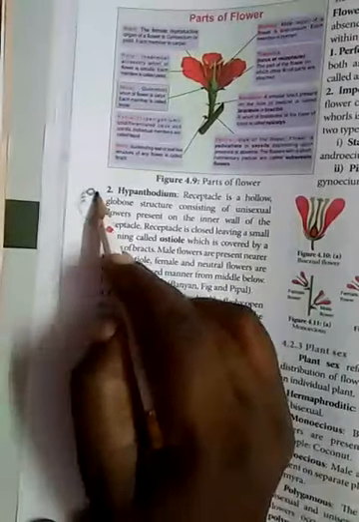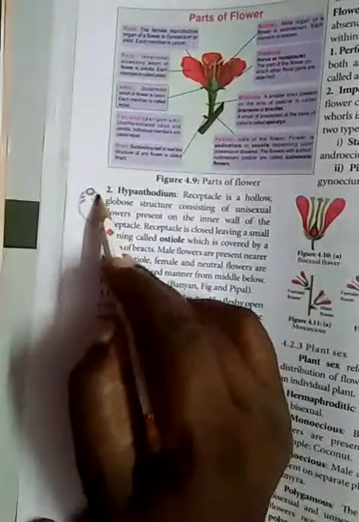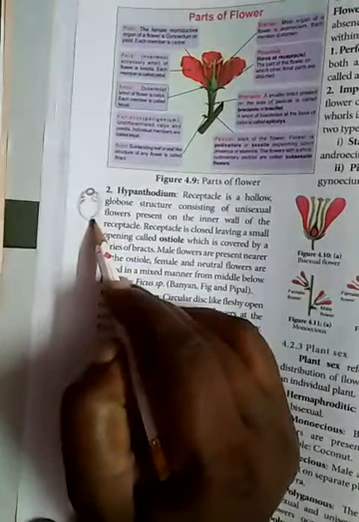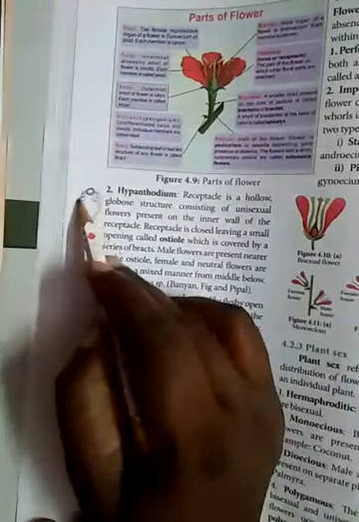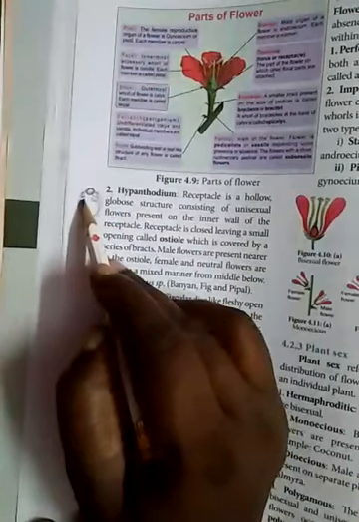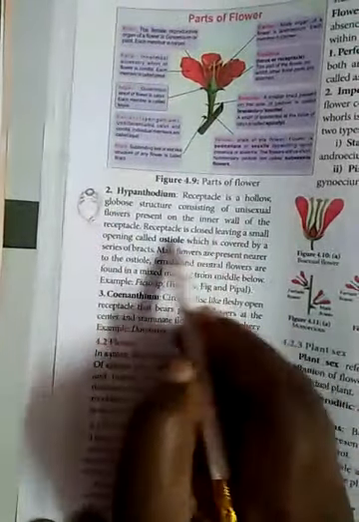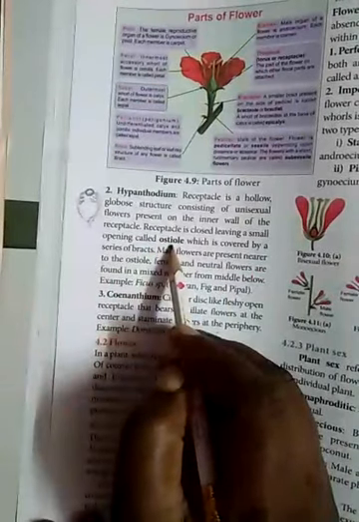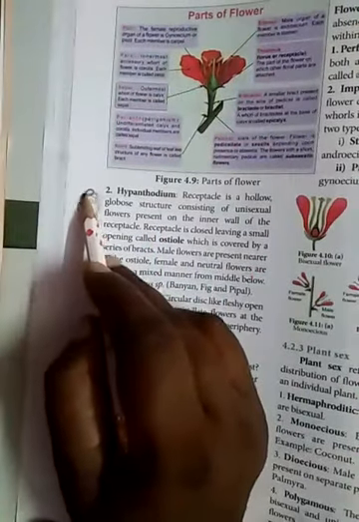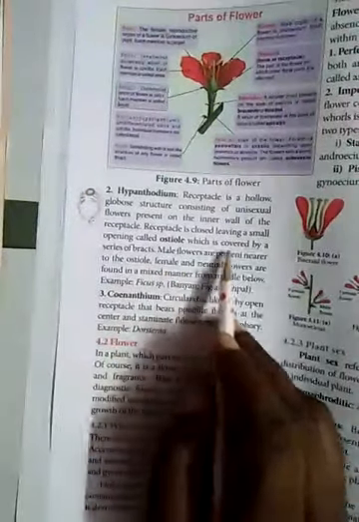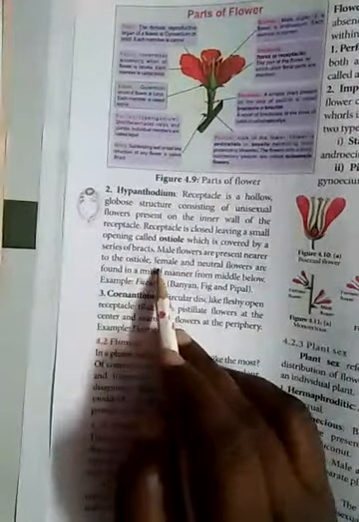So the receptacle is like a globose structure, a round hollow structure. On the inner walls the unisexual flowers are present. The receptacle is closed, leaving a small opening that is called the ostiole. So on the top there is a small opening. This opening is called the ostiole, which is covered by a series of bracts.